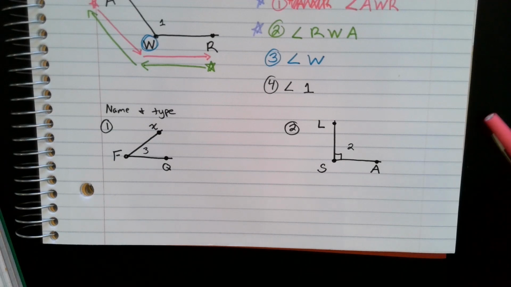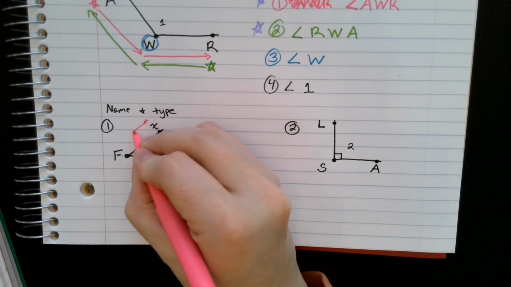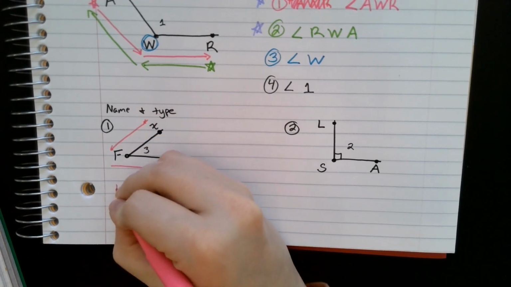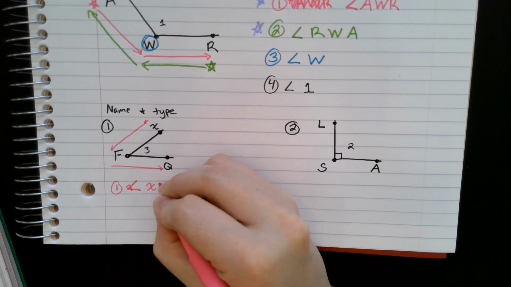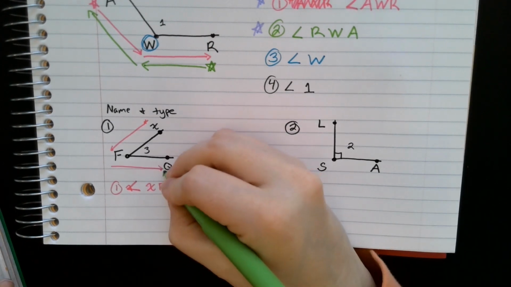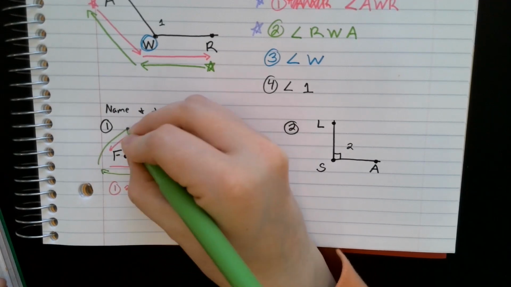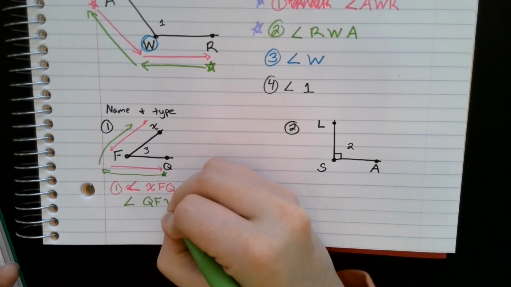Okay, so one way that you could name the angle is if I started at X, traveled to the F, and then ended at Q. So that's one way to name it, would be angle XFQ. Another way to name it is the reverse, starting at Q, traveling to F, and then up to the X. So it might be angle QFX.